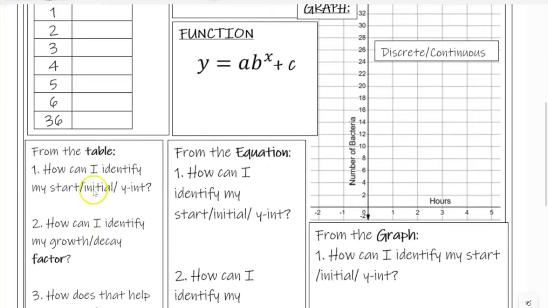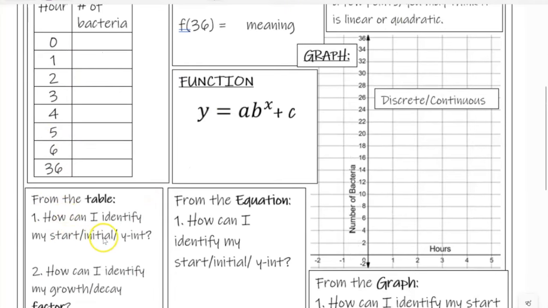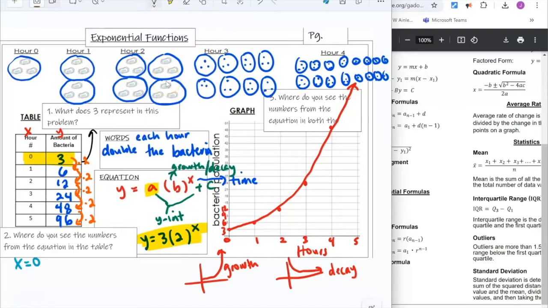So again, you're writing down these notes as well for yourself because it says from a table, how can I identify my start, my initial, my y-intercept? So go ahead and write down, how do I identify from this table what my start, my initial, my y-intercept is right here. X is equal to 0, y-intercept.